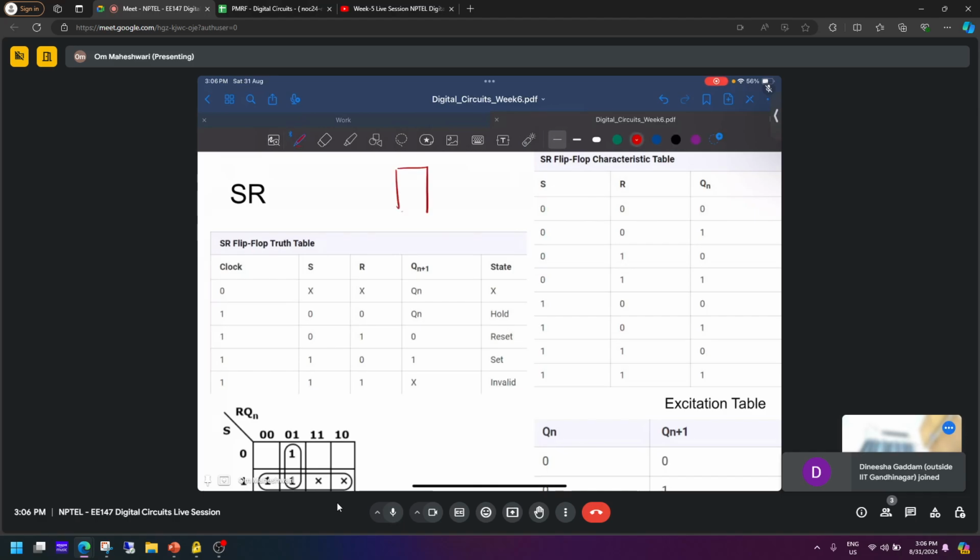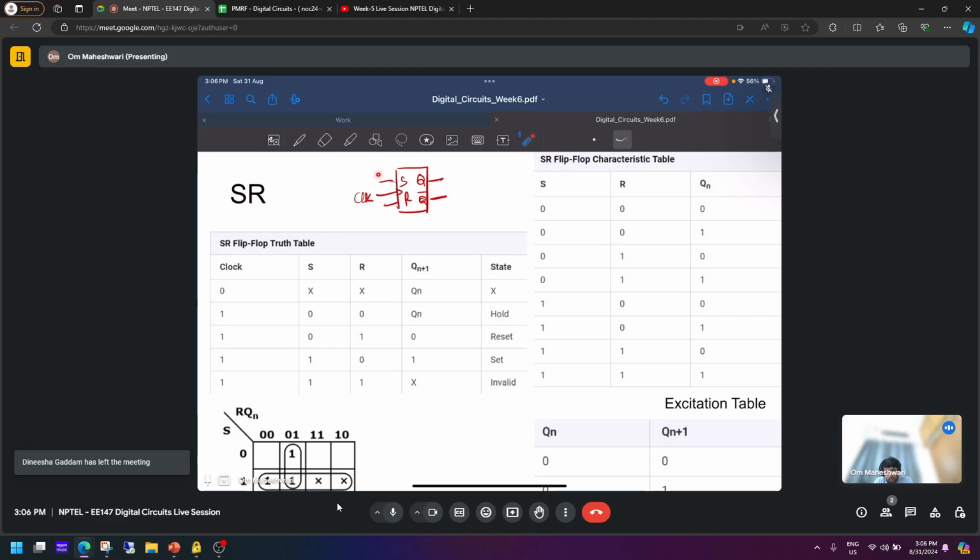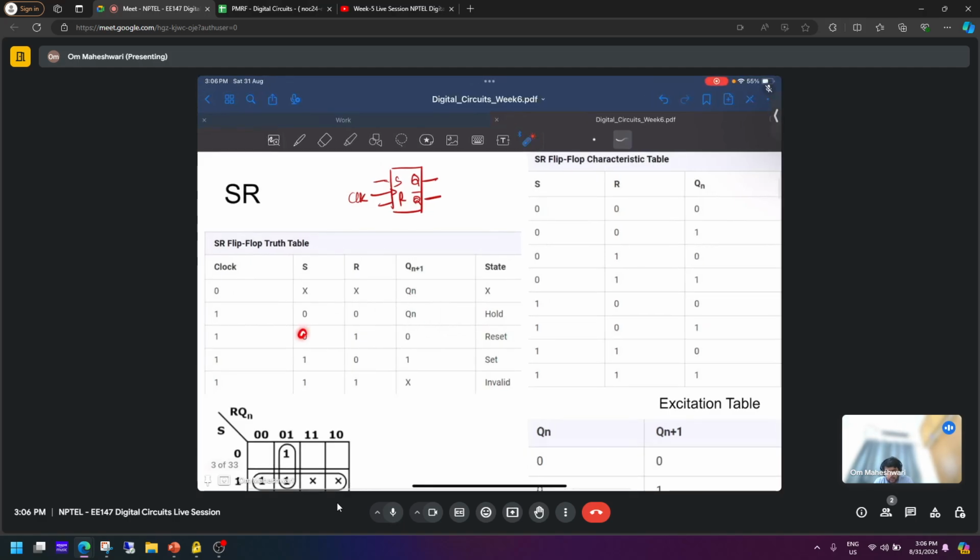what we have is, since flip-flops are sequential circuits, we also have a clock. And in SR flip-flop, when S equals 0 and R equals 0, your next output is the same as the previous output. This is called the hold condition. When S equals 0 and R equals 1, your next output is 0.